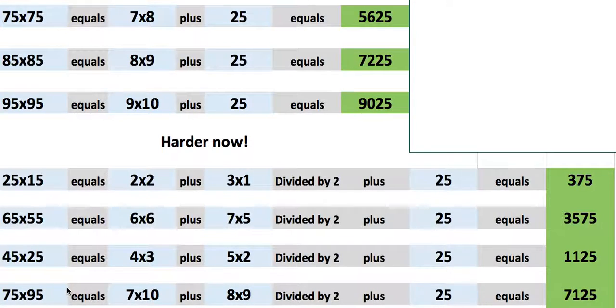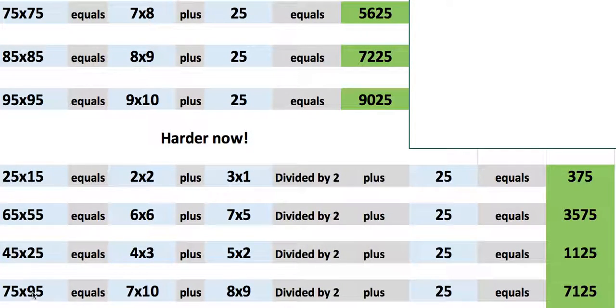Next one. 75 times 95. So it's 7 times 1 more, which is 8, so 56. Then 8 times 9 is 72. So 56 plus 72 is 128, divided by 2 is 64. Add the 25. And just to reiterate, these two were even numbers that we divided by 2. Remember, it ends in 25. These two are odd. They end in 75.